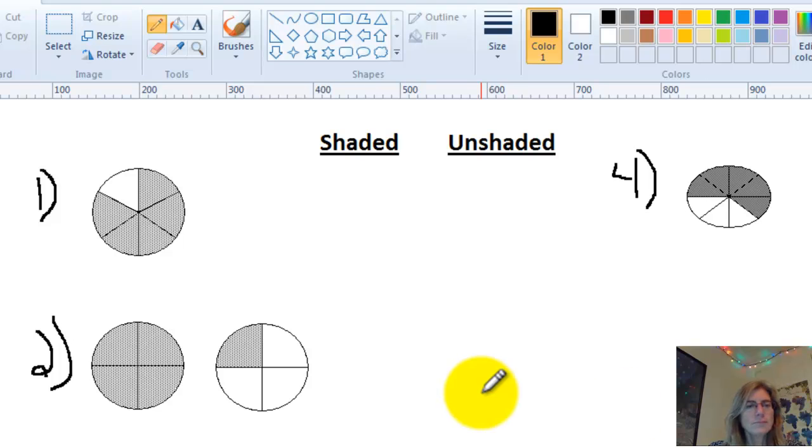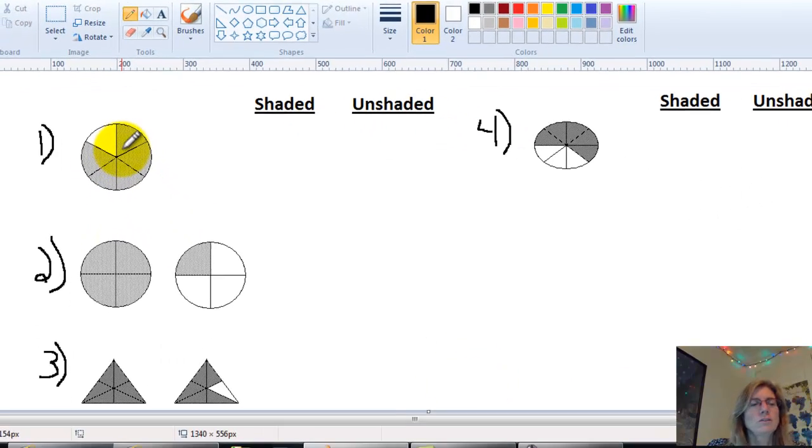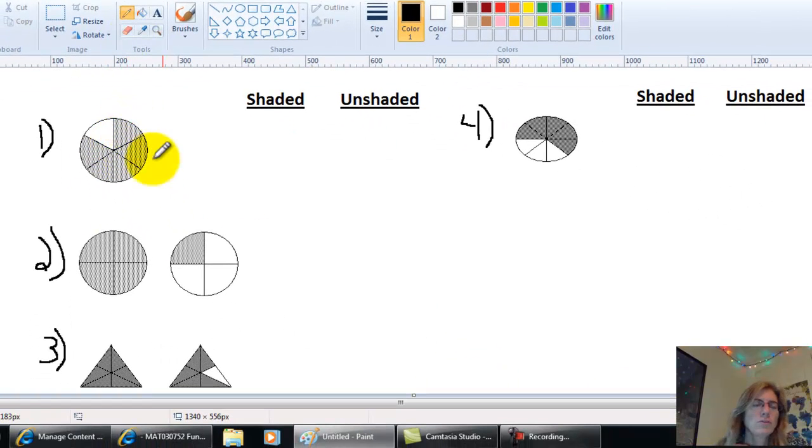And this is question 1. I transferred it over to this format. So what we're going to look at is whether you're making a fraction for the shaded or the unshaded portions, you're going to have the same denominator for these fractions. The denominator will always represent the total number of pieces in one whole.